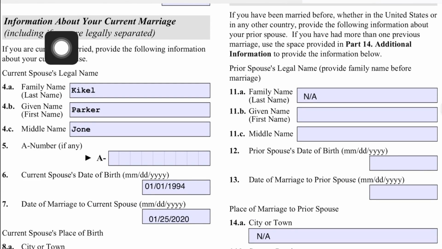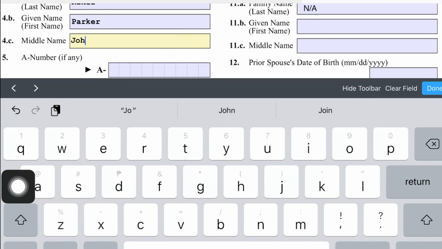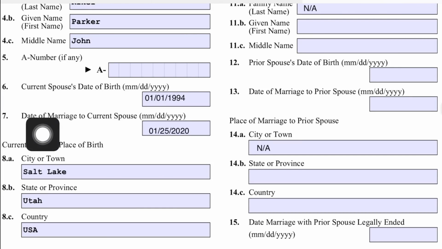And then information about your current marriage. If you're currently married, provide the following information about your current spouse. So this is my spouse's name, Kiko Parker John. That will be John, sorry. And then the number, he doesn't have any because he is a U.S. citizen. So I leave it blank or put none.